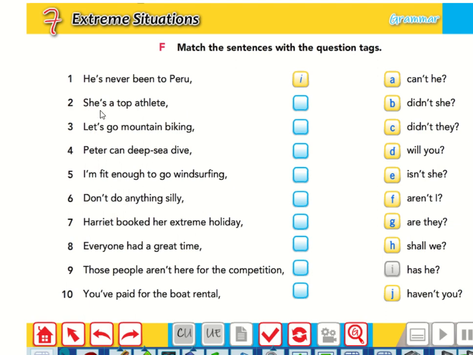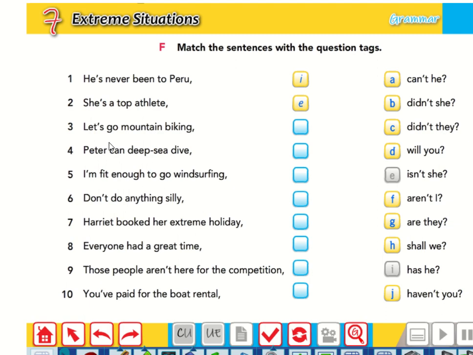The second one, she's a top athlete. Now this is a positive sentence, right? Now we have to look for a negative question tag. Here, she's a top athlete. She is a top athlete. So we have to look for isn't she? Isn't she? So E is the correct answer here.